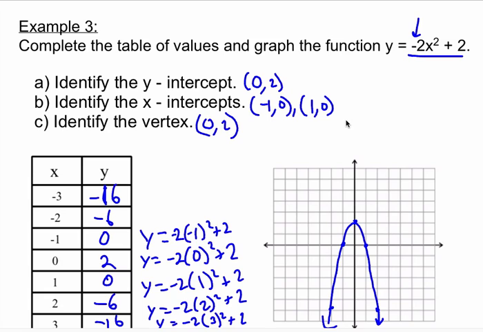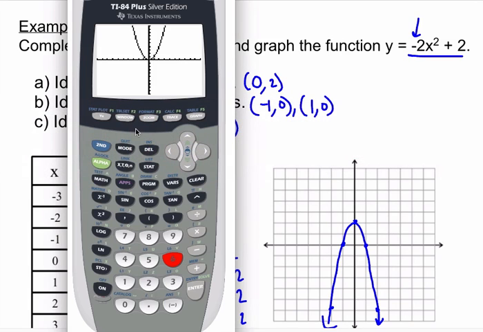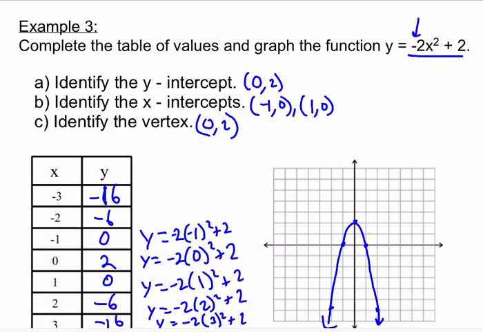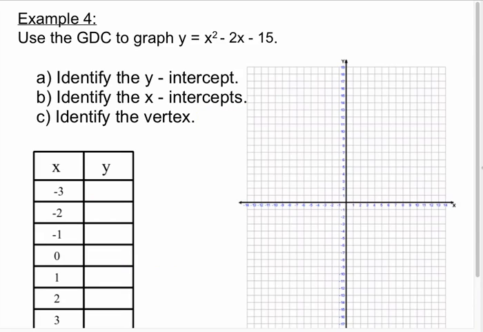Okay, let's show that on the GDC. So I'm going to graph here, clear that, type in negative. Now not this negative, we got to do this one. That's for subtracting. This one's a negative symbol. 2x squared plus 2, hit graph. And we see this matches what we just did by hand. Okay, the next example.